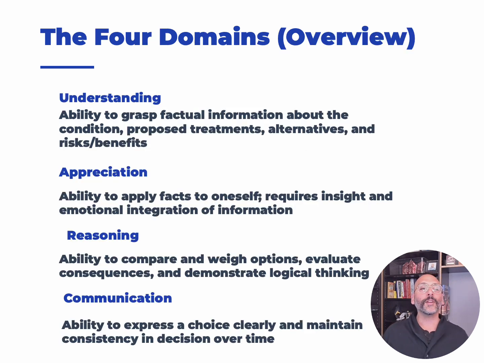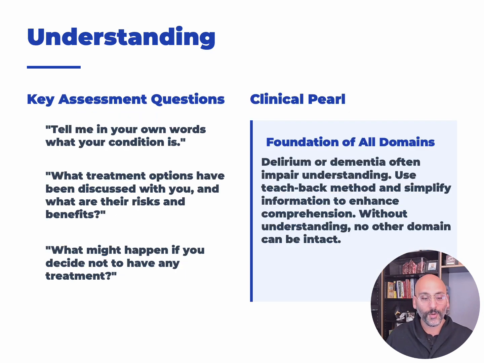So here's the quick roadmap. Understanding. Do they grasp the facts? Appreciation is, do they see how those facts apply to them? And reasoning is, can they weigh the options and consequences? And finally, communication, can they express a consistent choice? So I'm going to go through each of these one at a time.